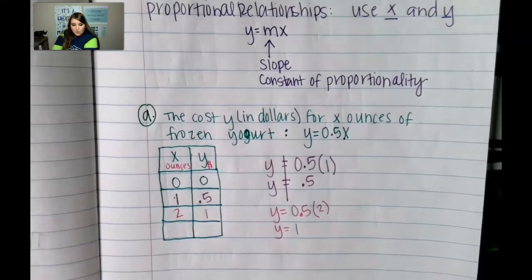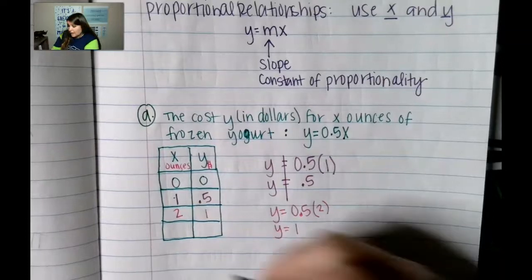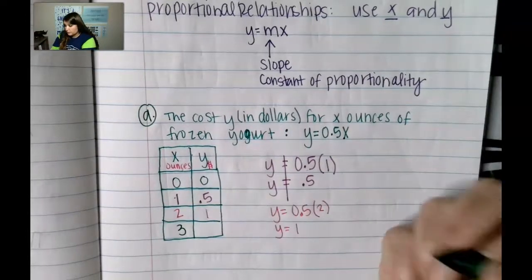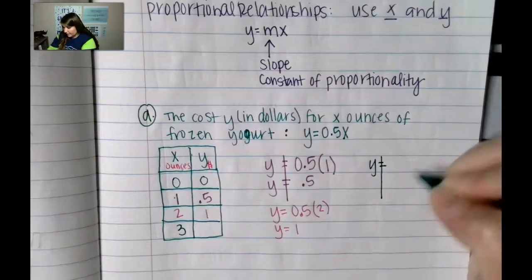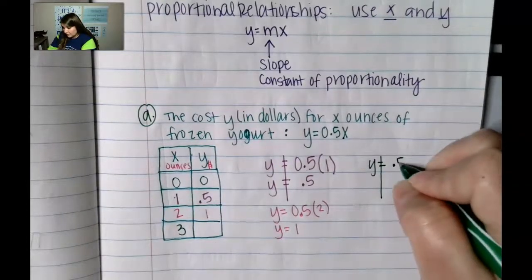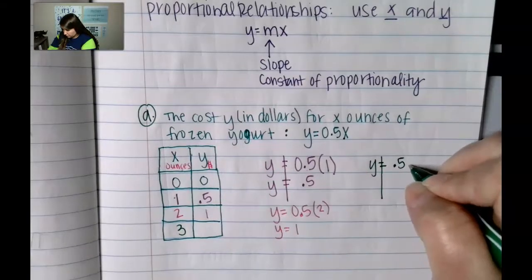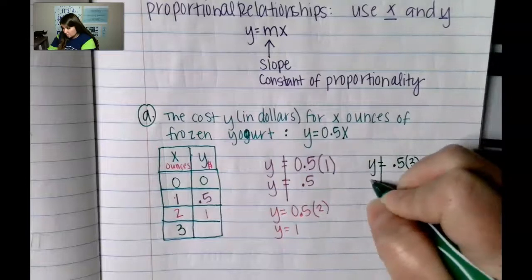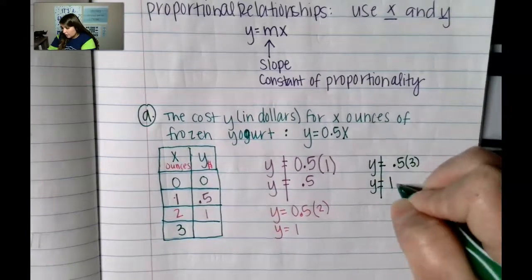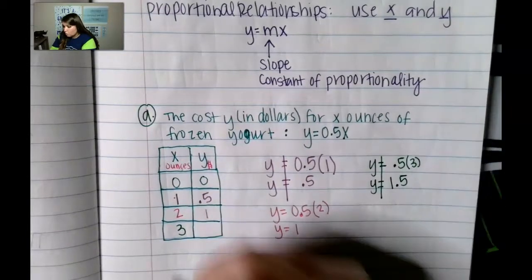Okay, but wait, what if I want 3 ounces of frozen yogurt? So now let's say I buy 3 ounces. Again, I just put it in here. It's 50 cents an ounce. So now I'm going to multiply 50 cents times 3, which means I get $1.50 or 1.5.